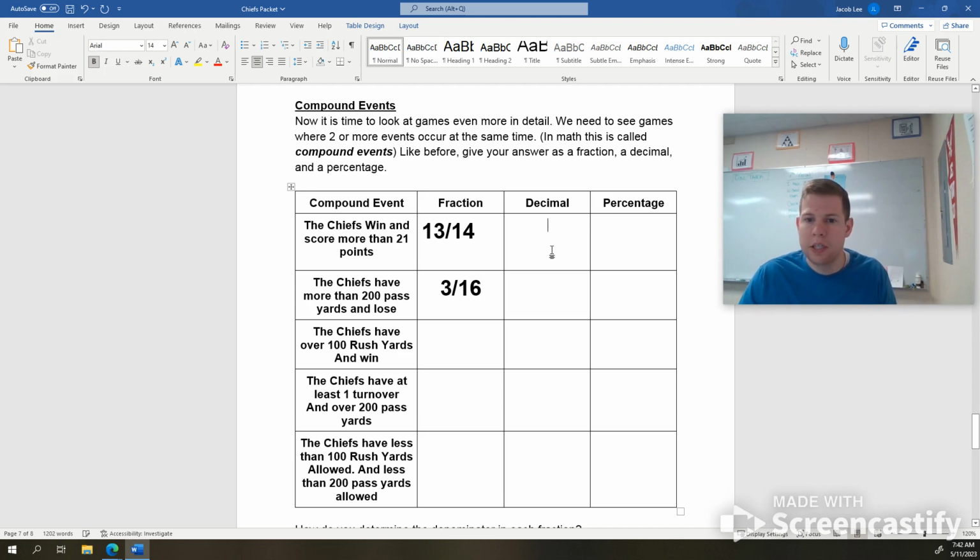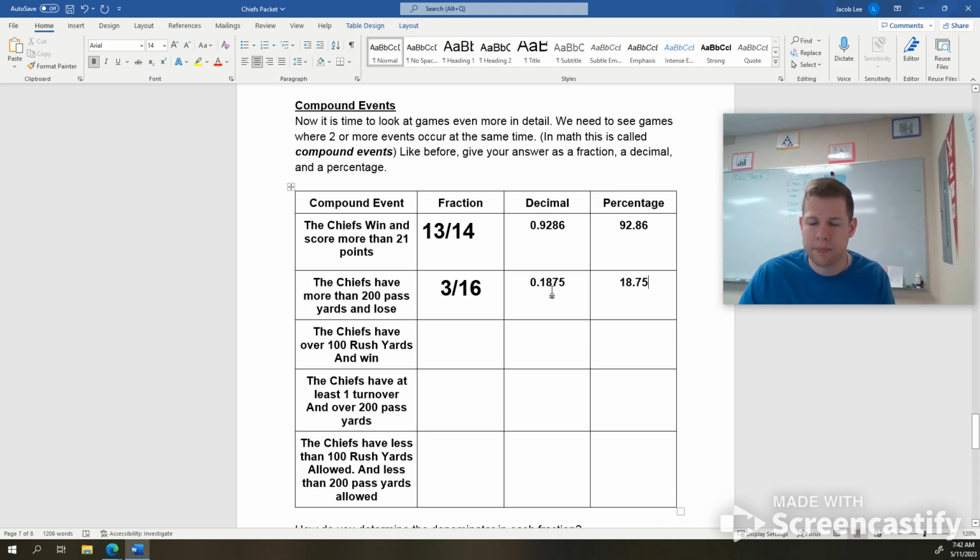So when we do our decimals for these, on the first one, to turn 13/14 into a decimal, we'll go 13 divided by 14. And then you'll only give me 4 decimal places on this one. So my calculator says 0.92857, that would round up. So we've got 0.9286. Or 3/16. We'll divide 3 divided by 16 and get 0.1875. As a percentage, take your decimal, 0.9286, and multiply it by 100. Take 0.1875 and multiply it by 100.